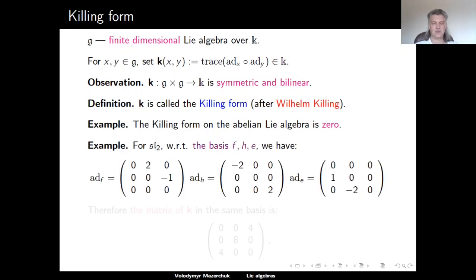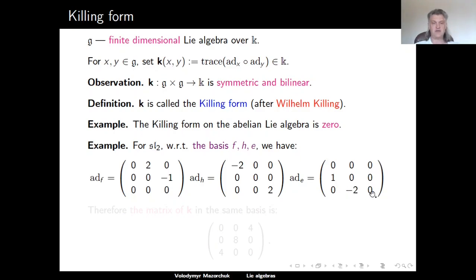Consider the Lie algebra sl2 with respect to the standard basis f, h, and e. In this basis, the matrix of the adjoint operator of f is as follows. So it's a matrix 0, 2, 0, 0, 0, minus 1, 0, 0, 0. The matrix of the adjoint operator of h is diagonal with minus 2, 0, and 2 on the diagonal. And the matrix of the adjoint operator of e is as follows. So it's 0, 0, 0, 1, 0, 0, 0, minus 1, 0.